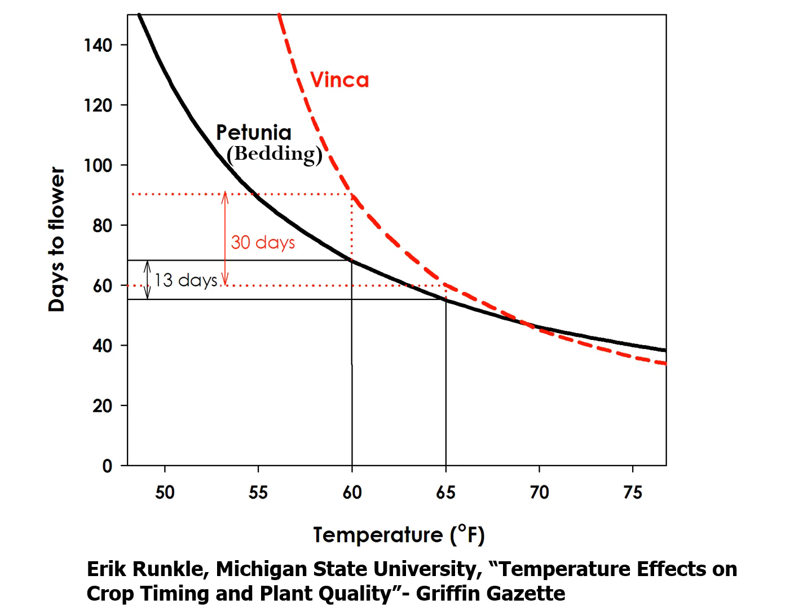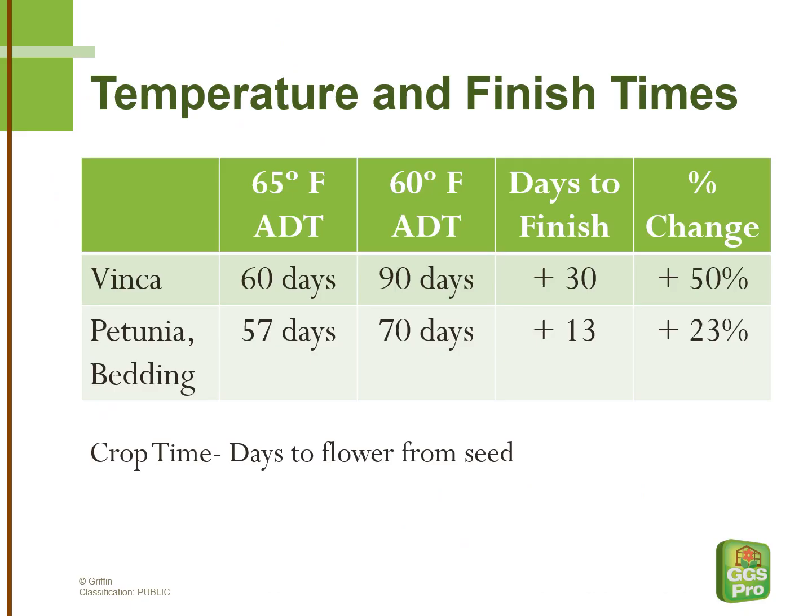What we're taking a look at here, and again, this is another way of illustrating the difference between a warm baseline crop and a cool baseline crop. As the temperature was reduced, this is the average daily temperature from 65 degrees to 60 degrees, it added 30 days of crop time to the vinca crop, but it only added 13 days to the petunia crop. Now this is the bedding plant petunia, which does have a cool base temperature as opposed to the purple wave.